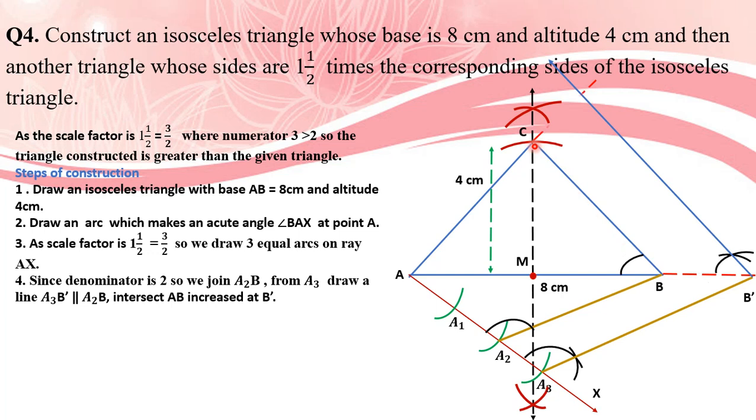intersects the produced AC at a point. Let the name be A dash. So here we are getting a triangle A dash B dash which is similar to triangle ACB, the given isosceles triangle.